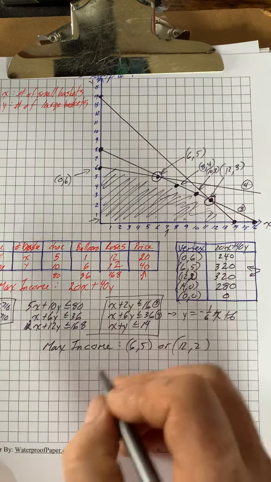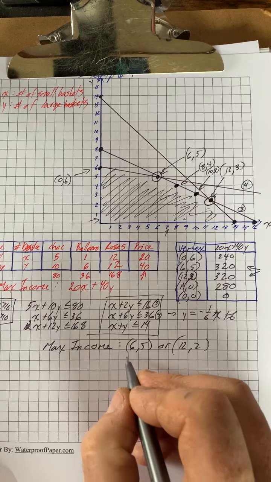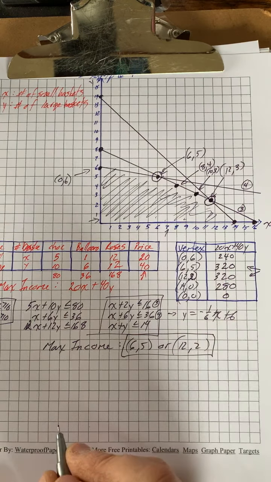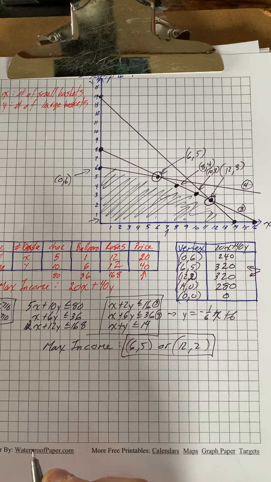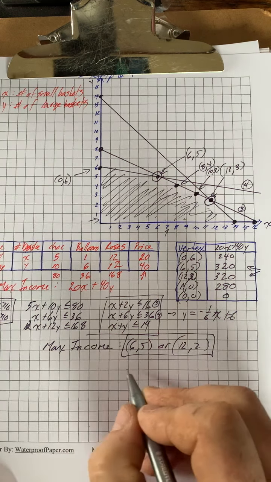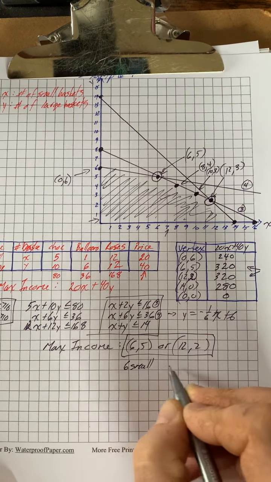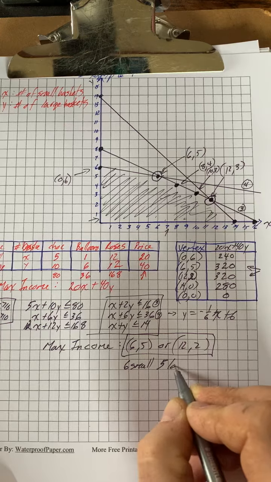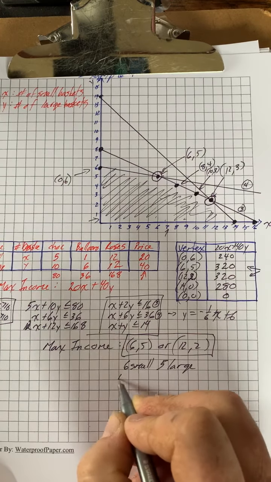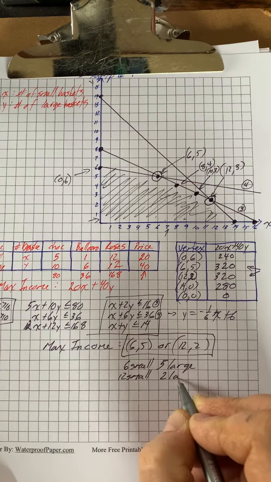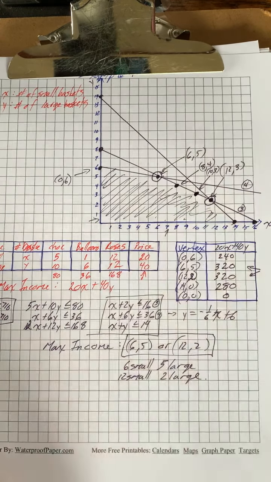Would I expect you to be able to come up with those 2 points? No. I would expect your answer to be those 2. And I wouldn't even look for the other 2 in most cases. But you would have the option. So you go 6 small, 5 large, or 12 small, 2 large, plus the other 2 possibilities.